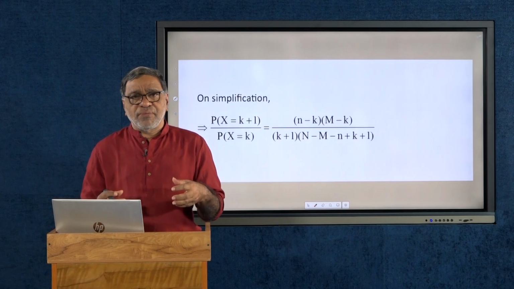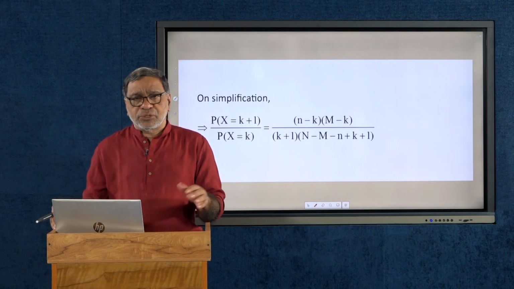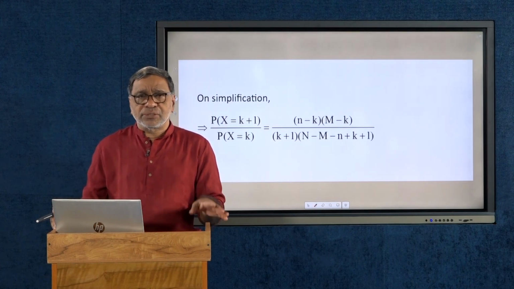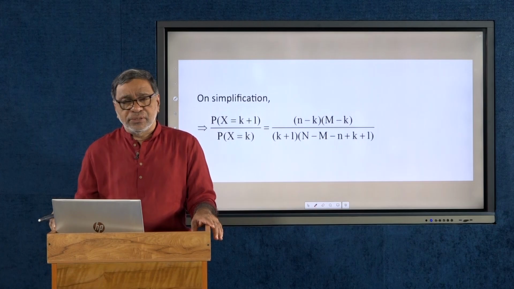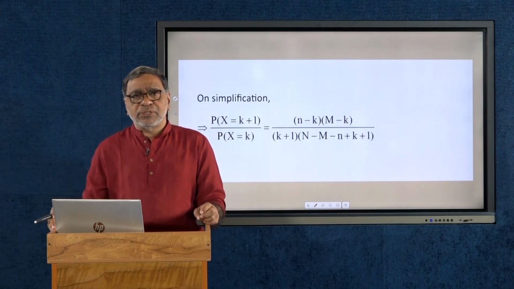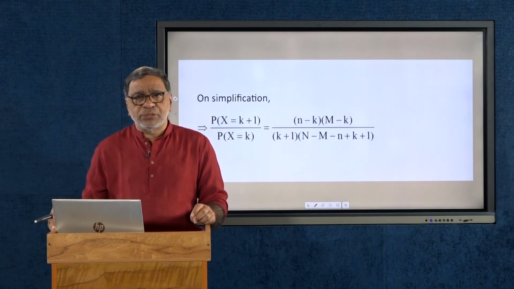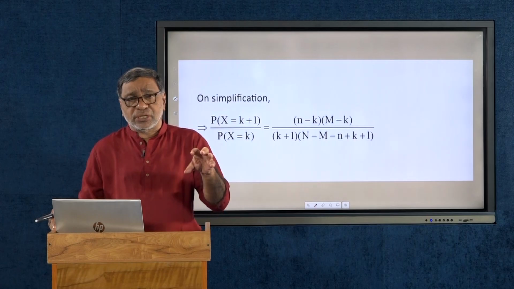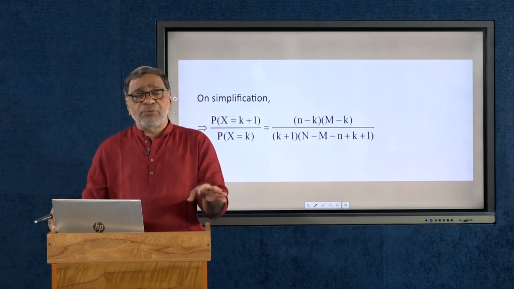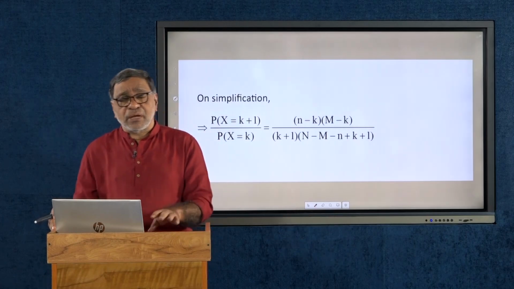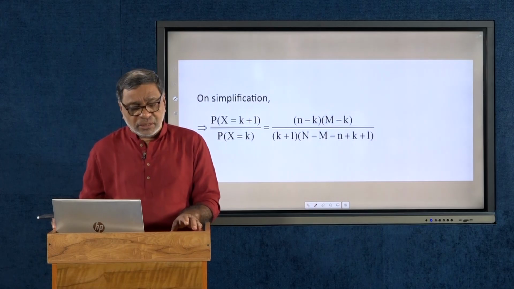So, this is only very simple algebra. Only cancelling the common terms is required, and you will get the result. So, this is another aspect of the hypergeometric distribution probability mass function, that is, the ratio between the probability values of X equal to k plus 1 and X equal to k.